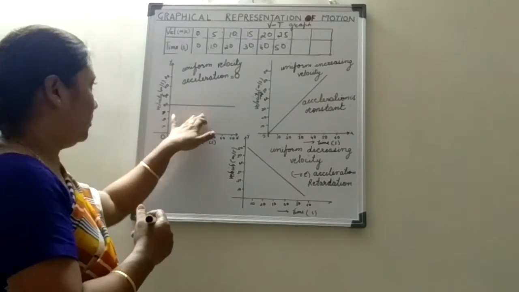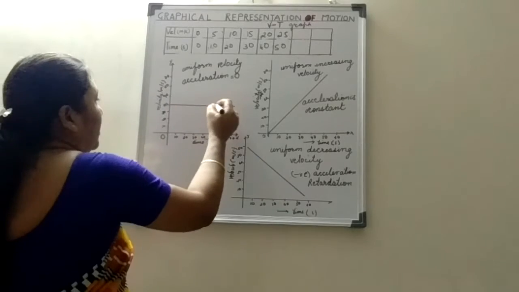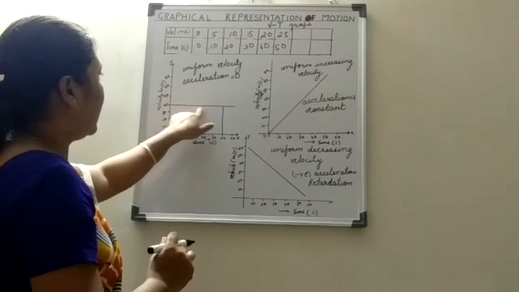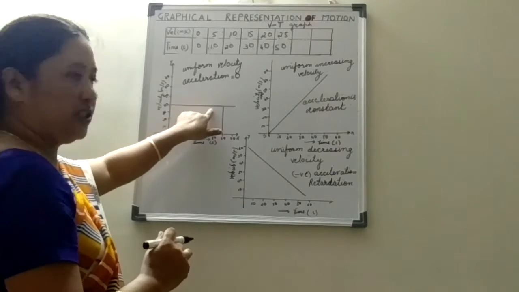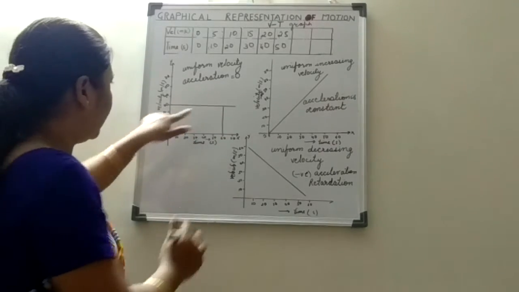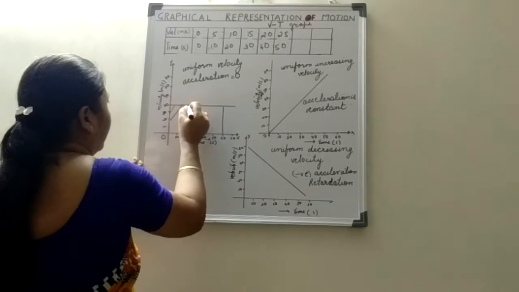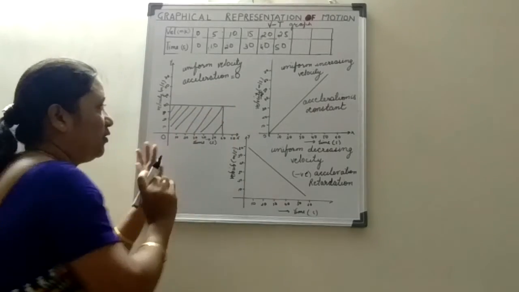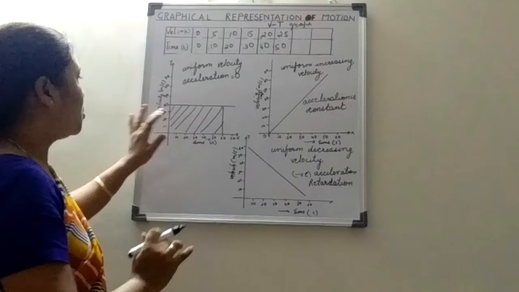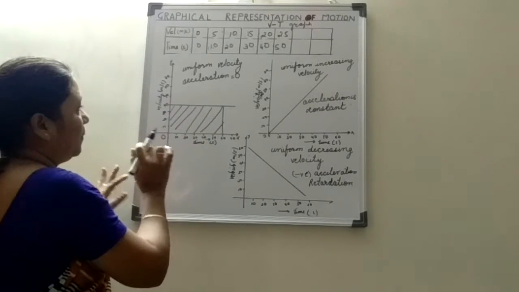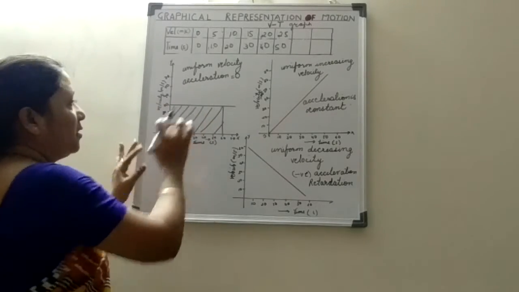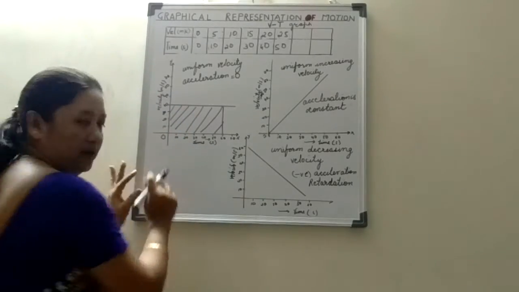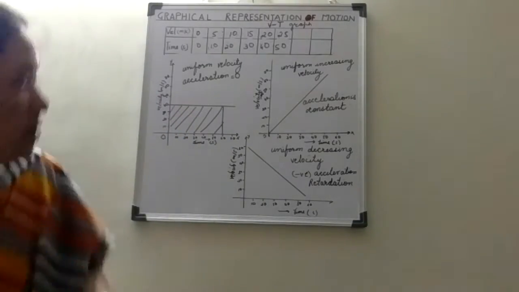Suppose we are taking the first graph. This line shows the acceleration slope, but the area under this line is, suppose, this one. This is a very interesting thing we are getting from the velocity time graph, children. So how will you calculate this area? Which figure is it? It's a rectangle, right? So I'll just erase this part.